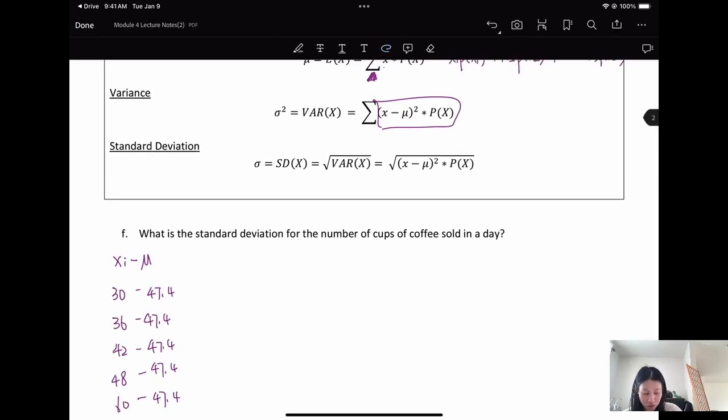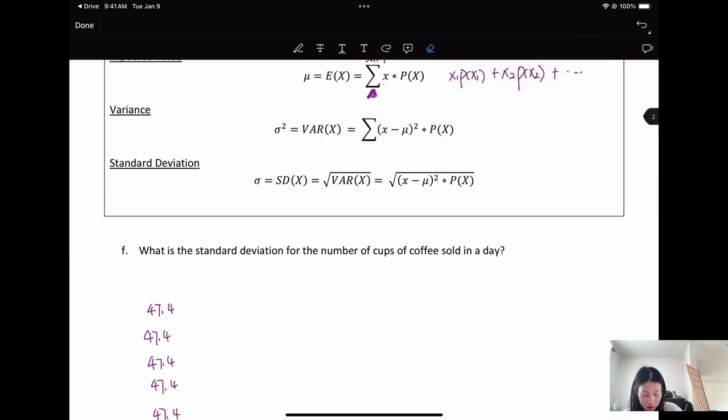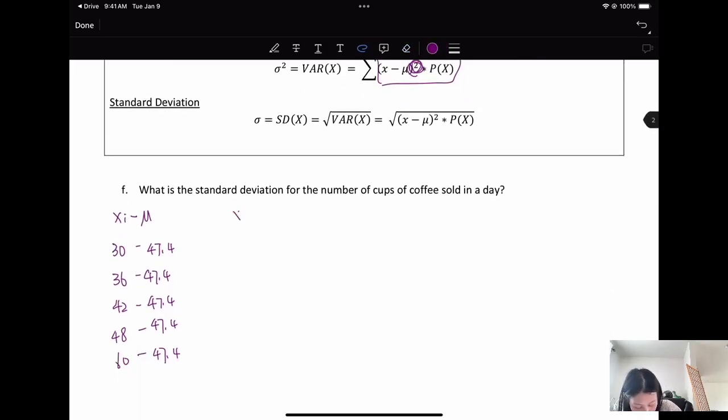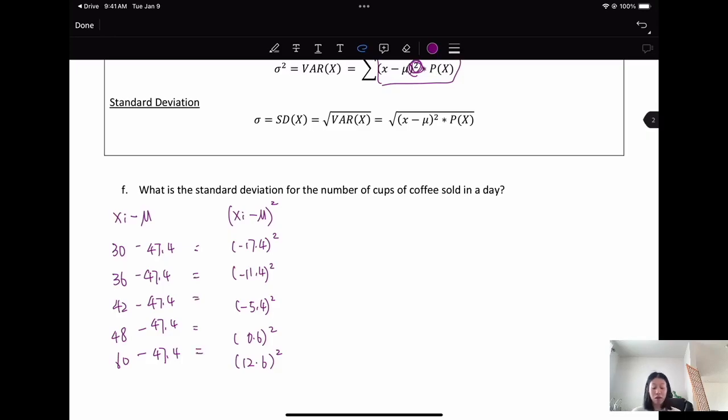For the variance, they want you to use all the x, subtracting the mu. And then the next step is we want to square them. So that means after each x, subtracting mu, we square them, whatever the answer is. The answer is negative 7.4 squared, and then negative 11.4 squared, negative 5.4 squared, and then you have 0.6 squared and the 12.6 squared. Okay, and then the next step is after you square them, you will have an answer, which is 300.2. I already calculated that when I prepped for the class. You can do it by yourself in a calculator.